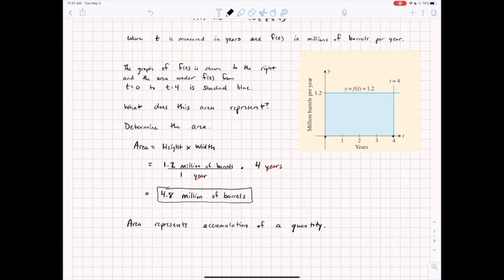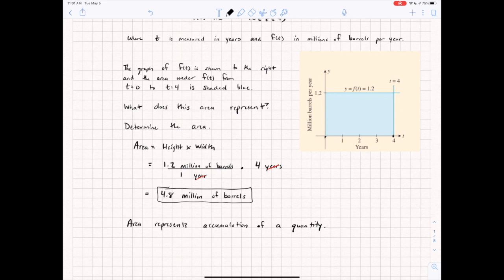So like here, because we're measuring millions of barrels per year, if I find the area underneath that model, then that area represents the accumulation of the millions of barrels of petroleum. And so this is why the area question is such an important one to find, because a lot of the times we know how things are changing, but I want to ultimately know how much are we accumulating? What would the total quantity be? And so I need to find the area for these very specific regions.